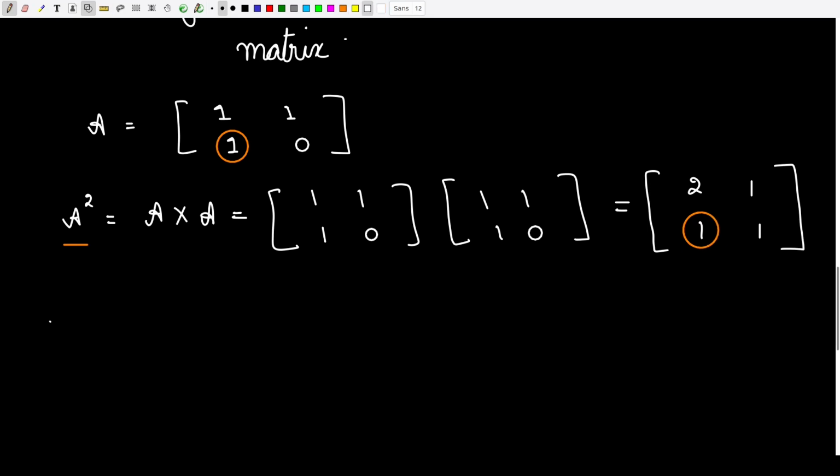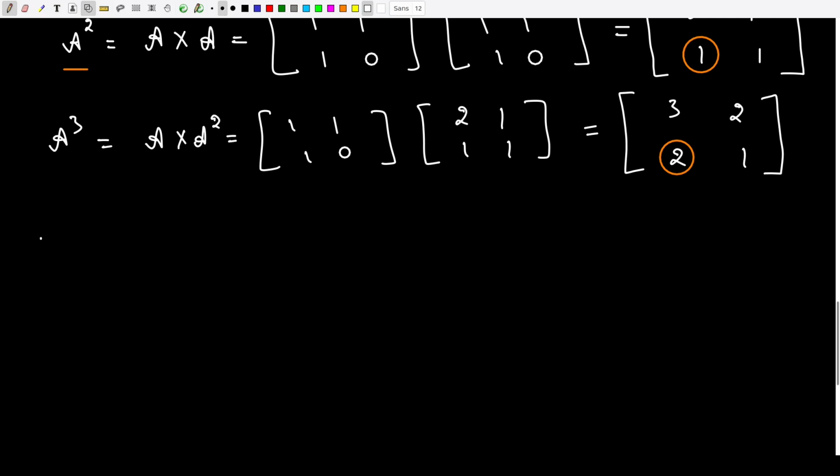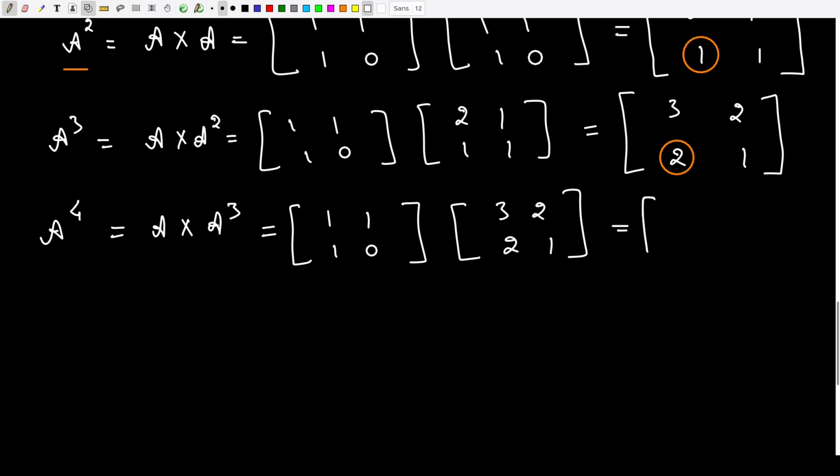Now let's move forward and compute A cube. So A cube is essentially A into A square. So let us do that. If we multiply these two matrices, the resultant matrix will look something like this. And over here, the 1 comma 0th element is this. Now let us go ahead and compute A to the power 4. Following the same logic, A to the power 4 is A times A cube. If we multiply these two matrices, the resultant matrix will be this, and over here, the 1 comma 0th element is this.